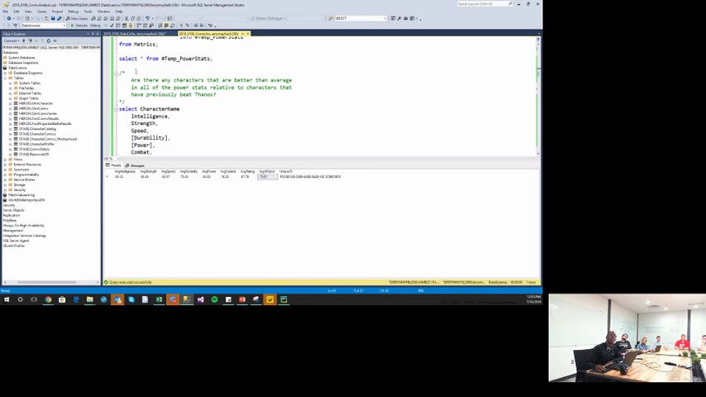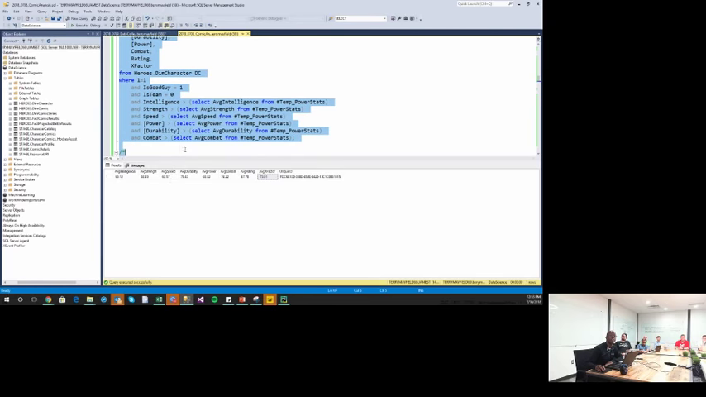Are there any characters that are better than average in all the power stats relative to the characters that have previously beaten Thanos? And think now in terms of the characters that are in the Marvel Cinematic Universe. Any names jump out of there? The Hulk. Name shows up again. And then Adam Warlock and Captain Marvel again.